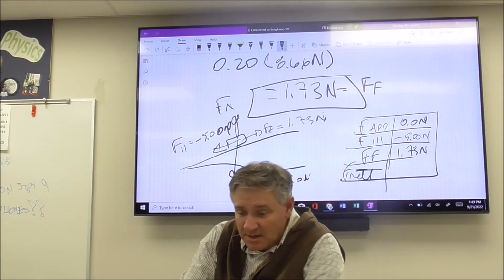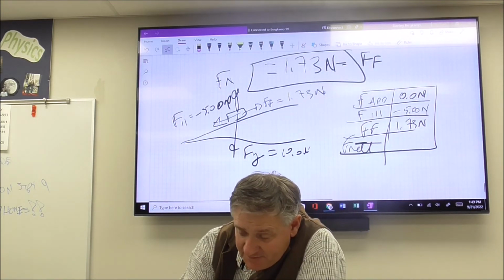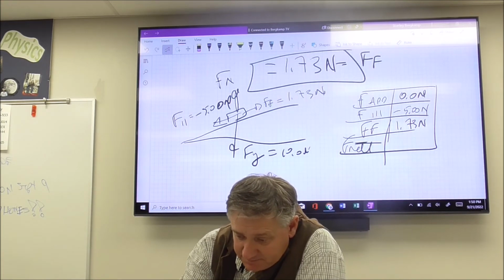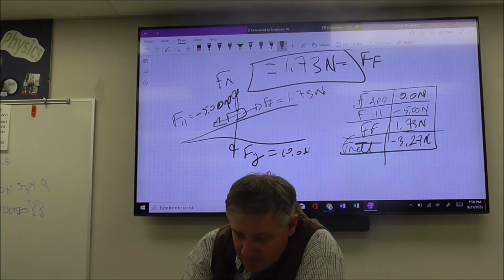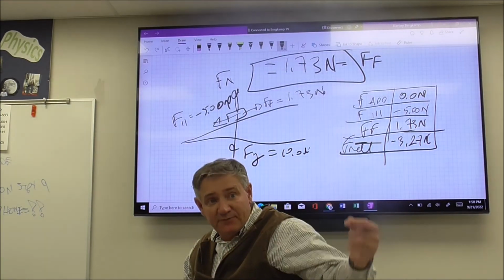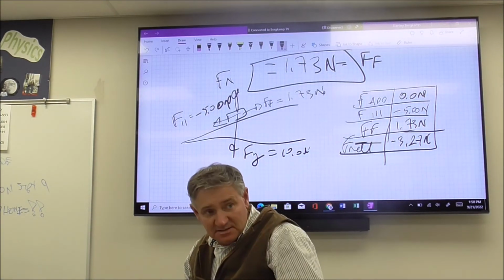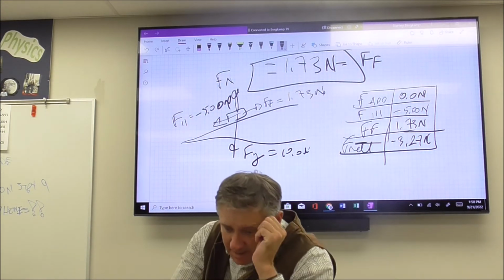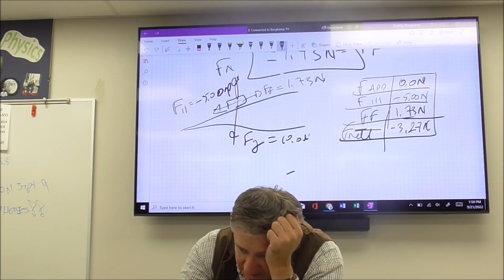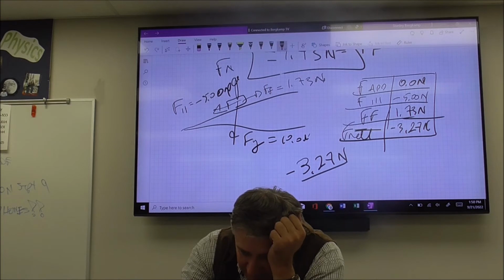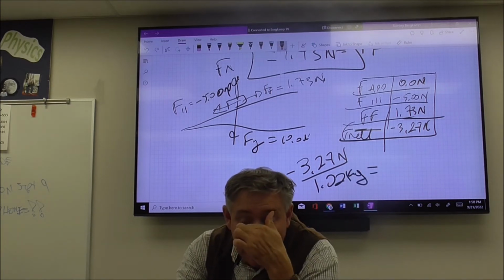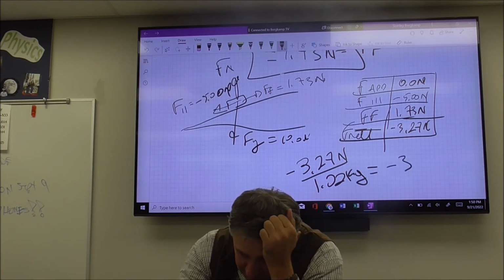So Jackson, take -5 and add that 1.73. -3.27 newtons. Yep. Now that's my net force. Now how can I get the acceleration? Divide by the mass. So take -3.27 newtons and divide that by 1.02 kilograms, and what do you get? -3.21. Yep.